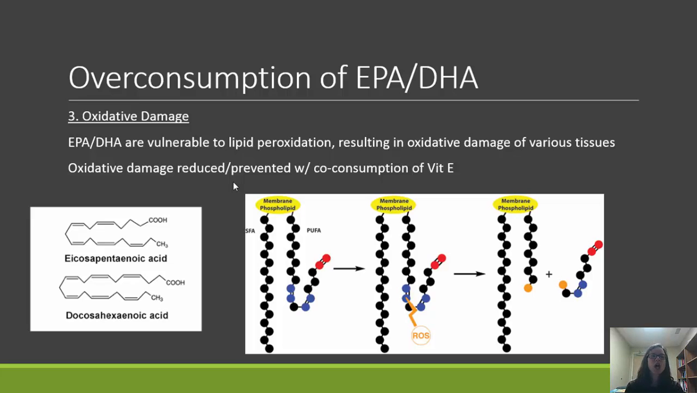Okay, and then this is kind of a little bit of a graphic here. So here's a membrane phospholipid. This is a saturated fatty acid. This is a PUFA here. Okay, so we have our double bonds here, here, and here. And then these are all completely saturated. But if we have a reactive oxygen species that interacts with our phospholipid, our double bond here, okay, then it can actually break off part of this fatty acid, and then we have another reactive oxygen species here that can react with another fatty acid.